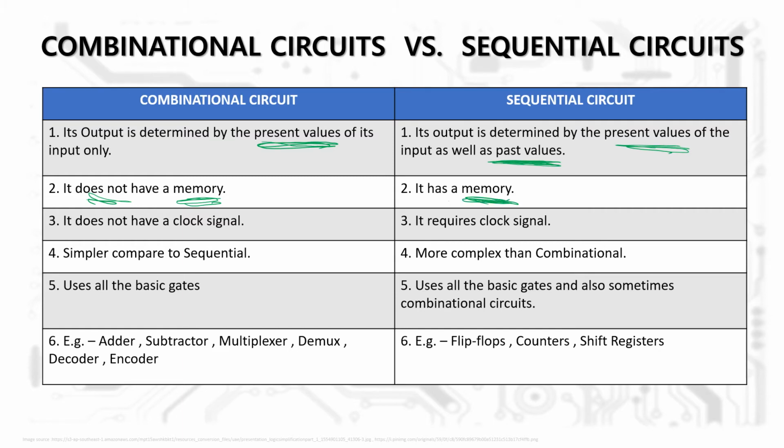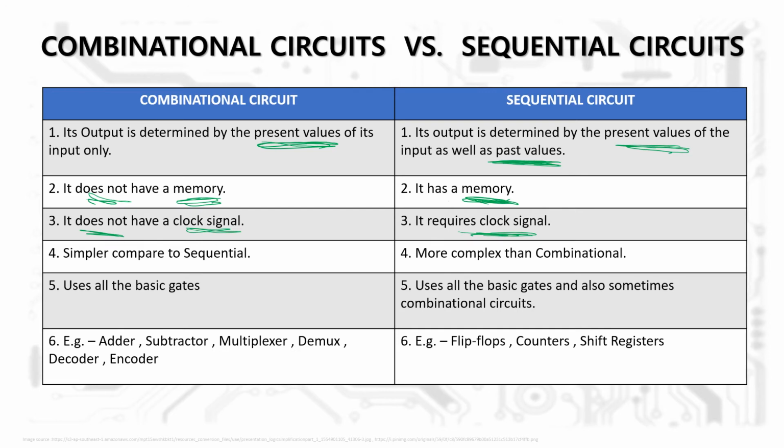Now the third point says a combinational circuit does not have a clock signal. It does not require a clock signal, while a sequential circuit requires a clock signal. What is the clock signal? Normally when you operate or trigger any circuit, you require a clock signal. So it's a trigger point, we can say, to operate or to start any circuit. It is just like a trigger.